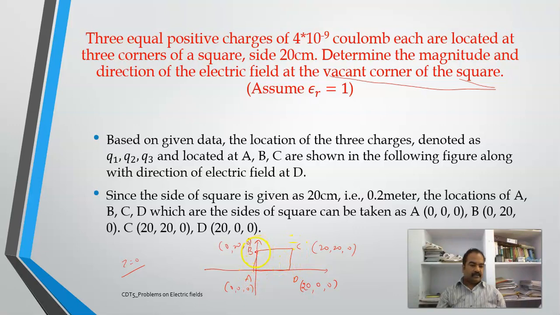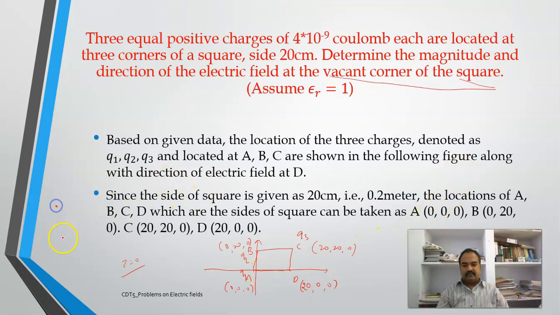They are saying that three equal positive charges are located at 3 points. So I'll take three charges, Q1, Q2, Q3 at three corners of the square, and at this point I want to determine the electrostatic field. So if I consider this one, I'll redraw the figure again.